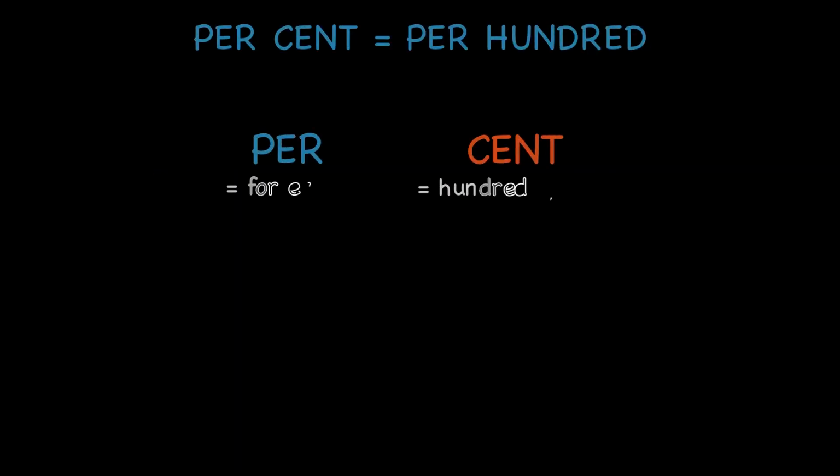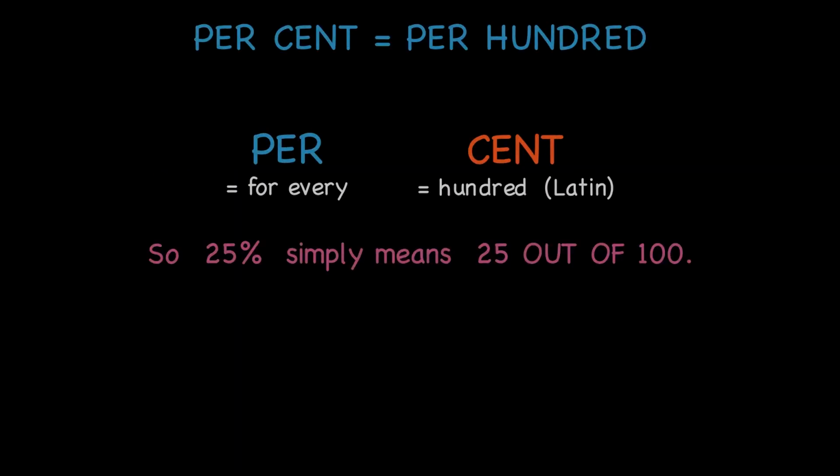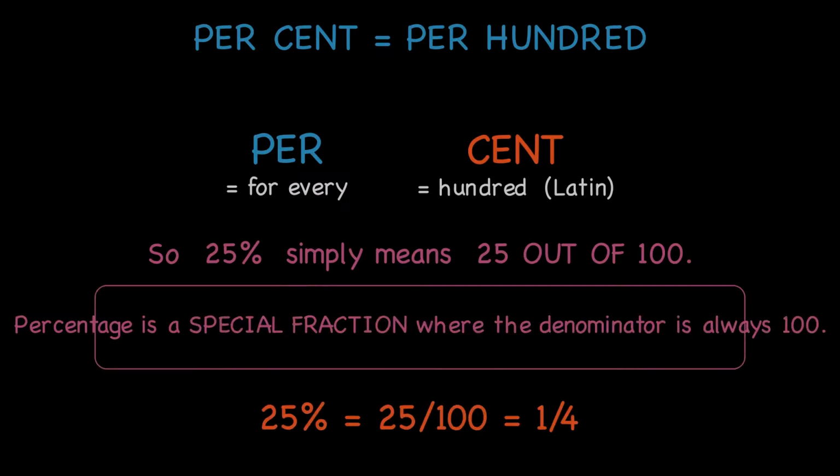Here is the key idea of today's lesson. The word percent literally means per hundred. It comes from Latin. Per means for every. Cent means hundred. So 25% simply means 25 out of 100. That is it. Percentage is just a special fraction where the denominator is always 100. Once you understand that, everything else in this topic makes sense. 25% equals 25 over 100 equals 1/4.